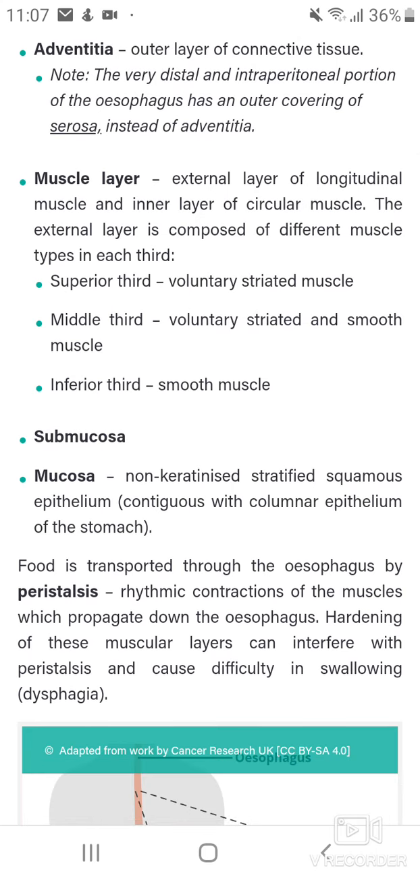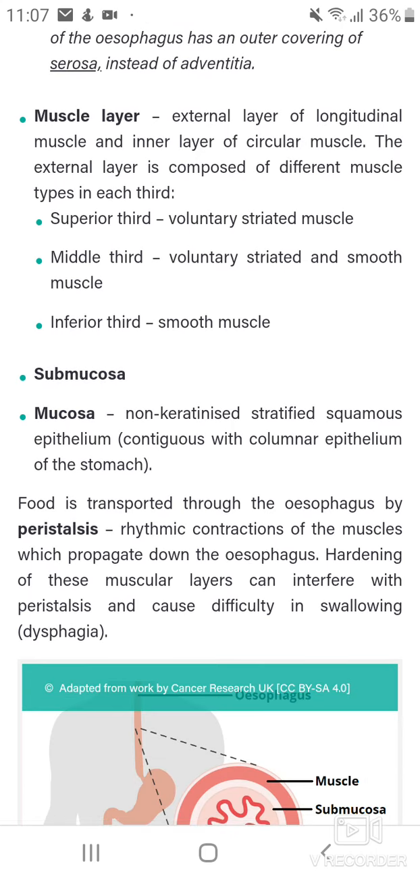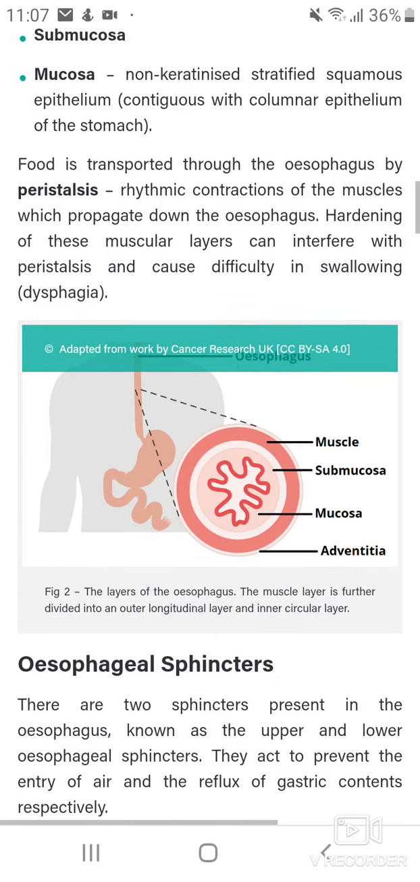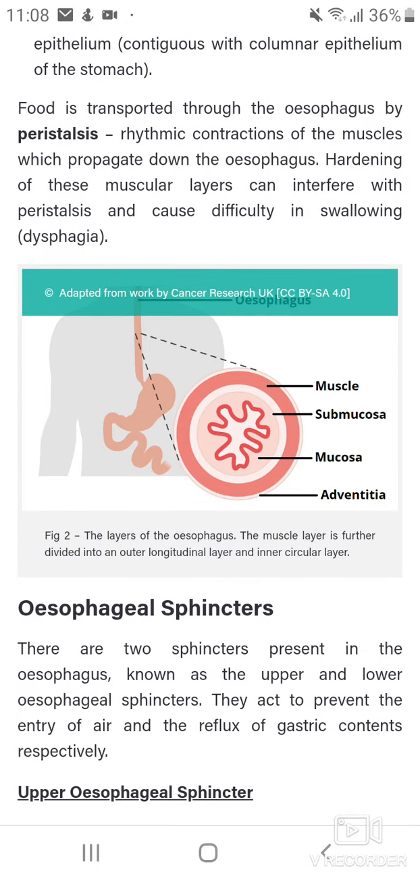Food is transported through the esophagus by peristalsis, rhythmic contractions of the muscles which propagate down the esophagus. Hardening of these muscle layers can interfere with peristalsis and cause difficulty in swallowing, dysphagia. You can see in the diagram the layers of the esophagus: mucosa, submucosa, muscularis, and adventitia.